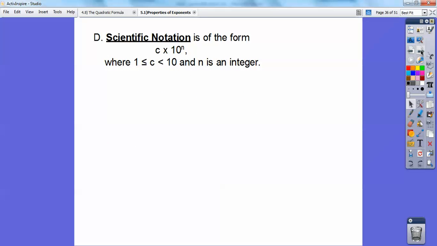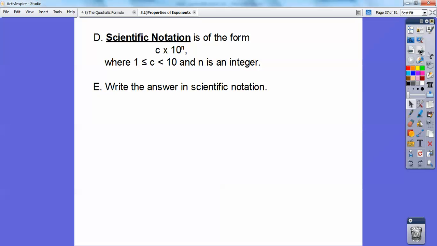Scientific notation is of the form c times 10 to the n. C is some number that's between 1 and 10. It could be 1, but it can't be 10. It has to be less than 10. And n is an integer. An integer is like 1, 2, 3, 4, 5, or 0, and -1, -2, -3, those are all integers, dot, dot, dot.